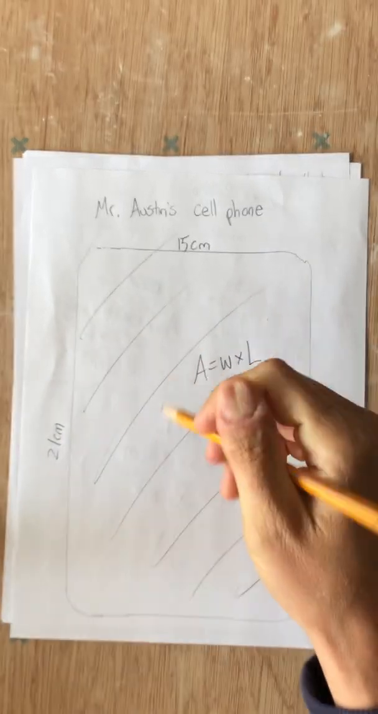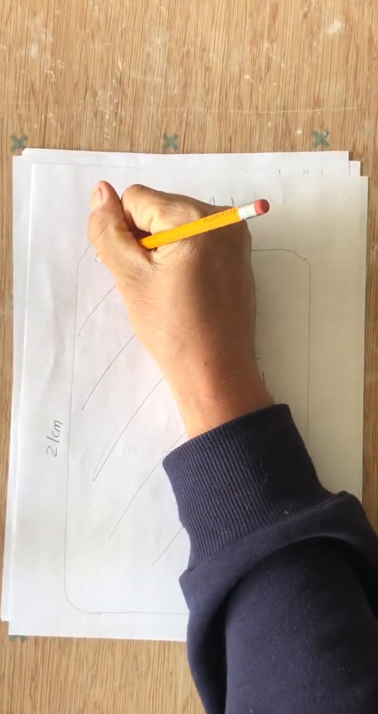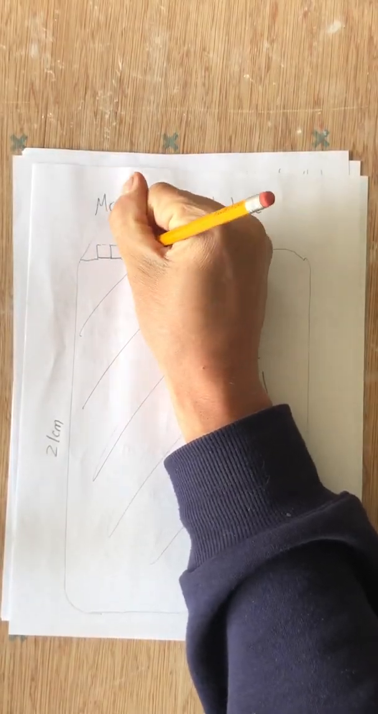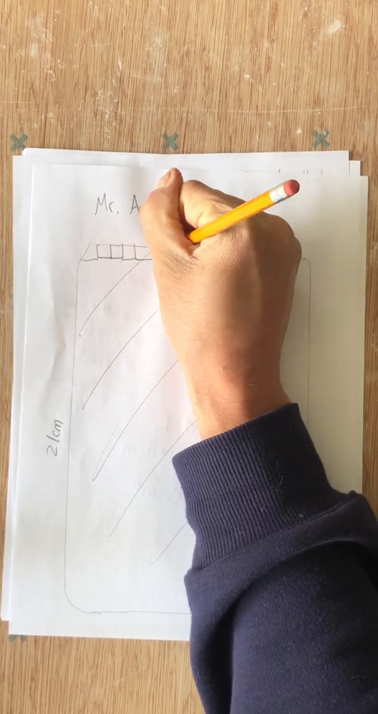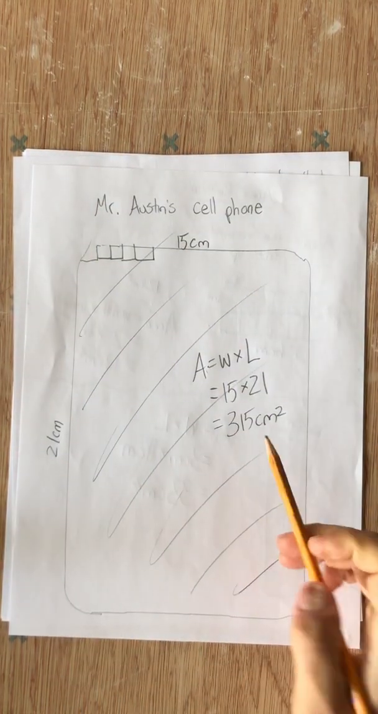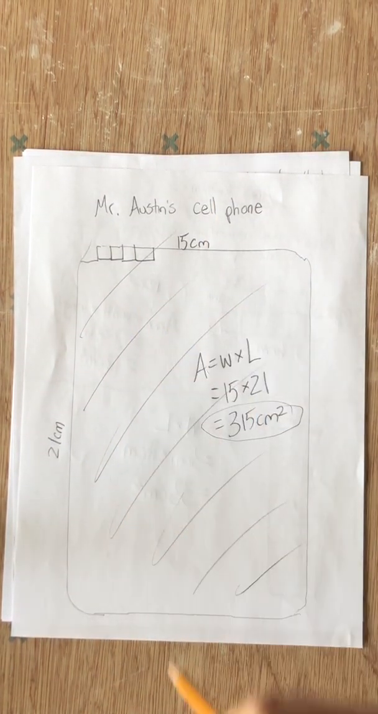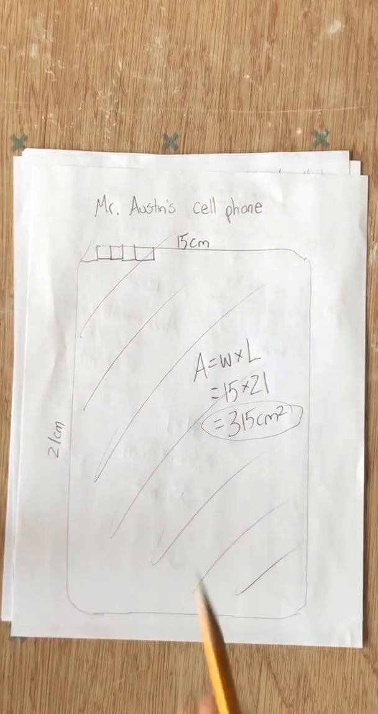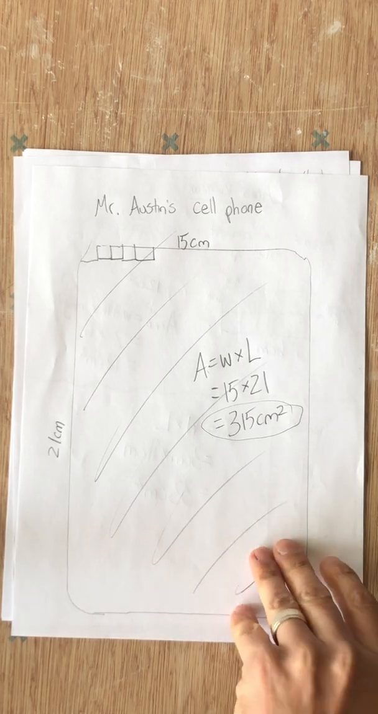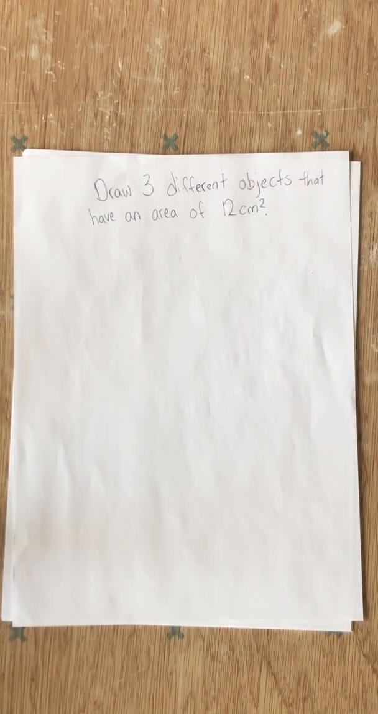And what that means, if I divided up a whole bunch of centimeter by centimeter squares and went all the way throughout here, there'd be 315 of those little squares. But I don't want to count them all out. I can just multiply width times length, and I find my area. Okay, one last question here.